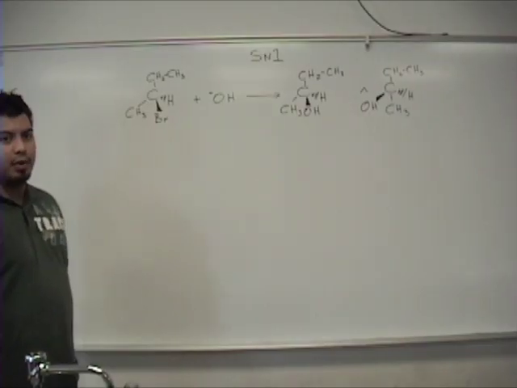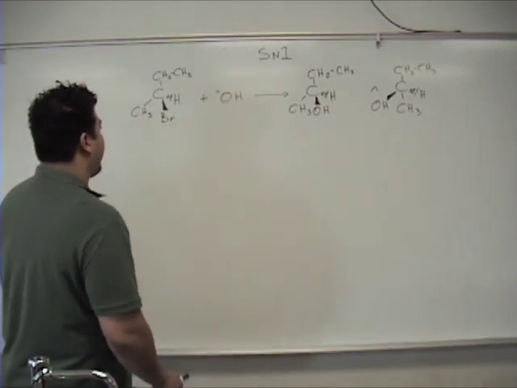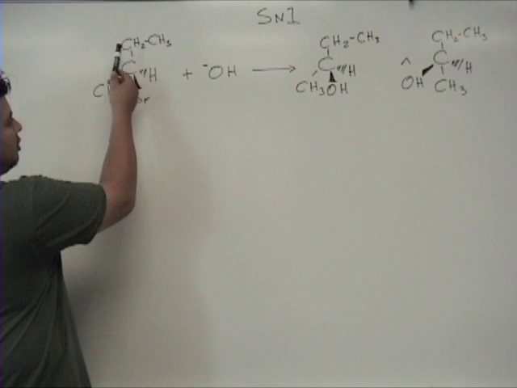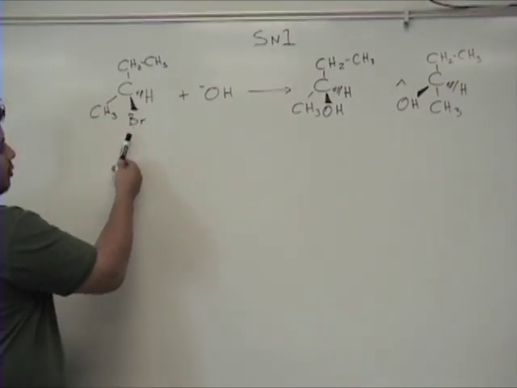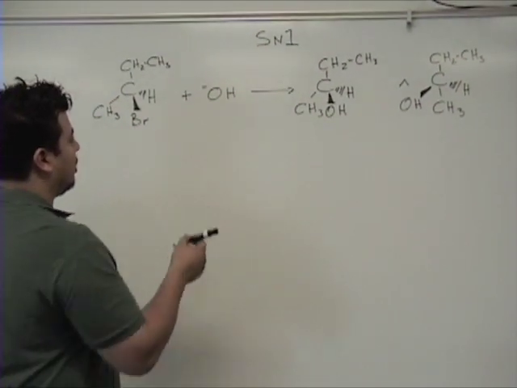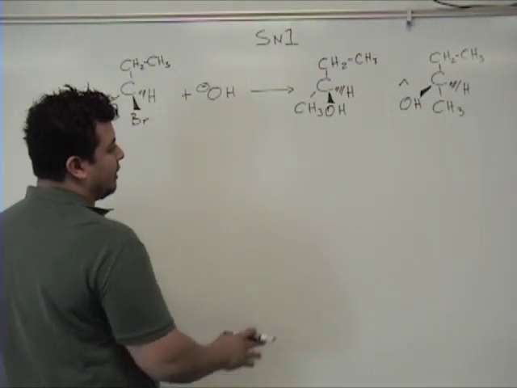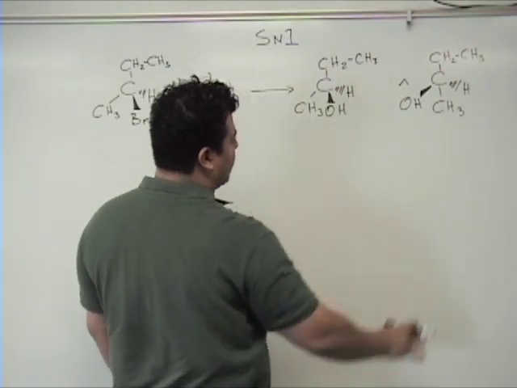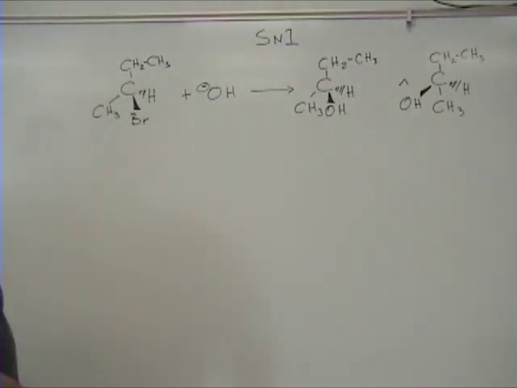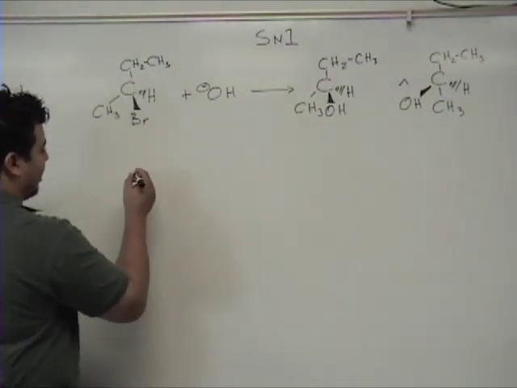Okay, let's see an example of this. So we have our substrate. We have a good leaving group. Halogens are good leaving groups. We have our nucleophile ready to go. And then we see two products. So let's see how we arrived at that. I'm going to make the mechanism.